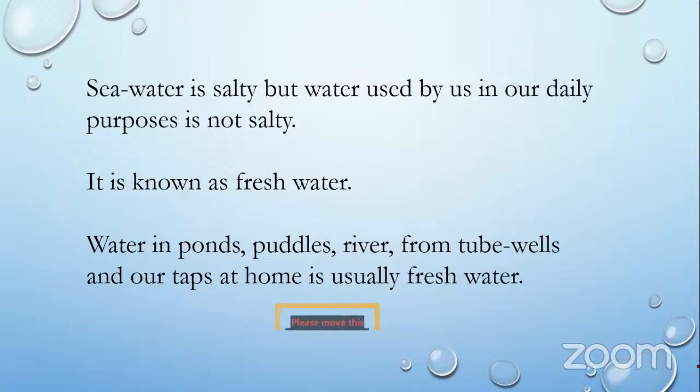Now, again we come to this point. Seawater is salty, but water used by us in our daily purposes is not salty. The water which we get in taps, in wells, in rivers is not so salty. This is called fresh water. Water in ponds, puddles, rivers, from tube wells, bore wells, and our taps at home is usually fresh water. Seawater is called salt water.